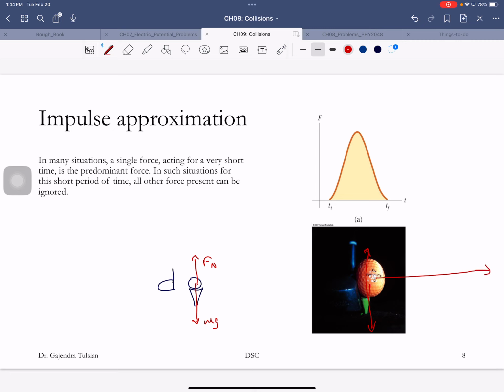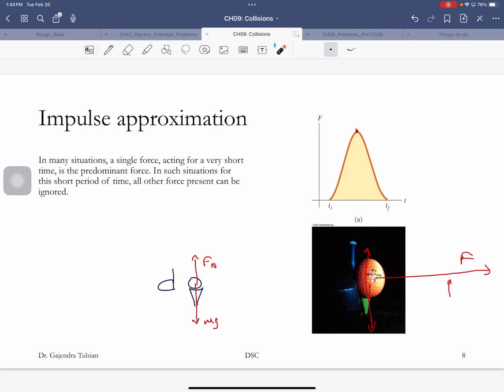And this guy can be very large. At the peak, like I said, it can be as large as 1,000 times the gravitational force. Essentially, these two forces are canceling, but when this guy is talking, you can ignore everybody else, and that's the impulse approximation. When the big dog talks, everything else can be ignored.